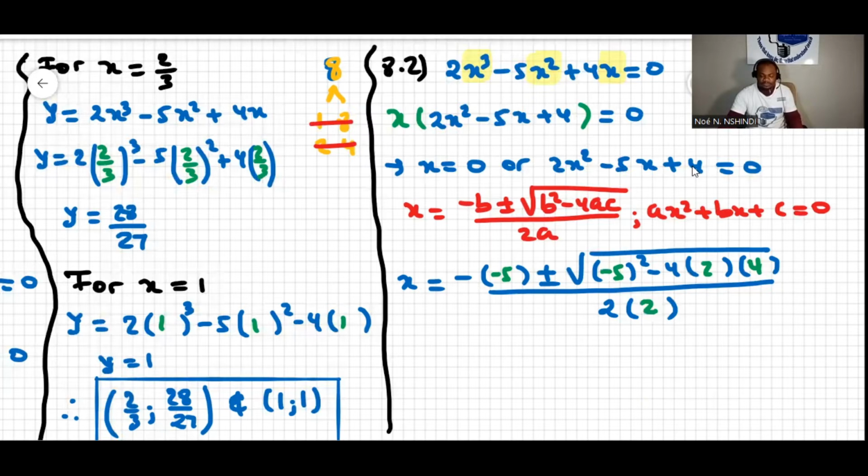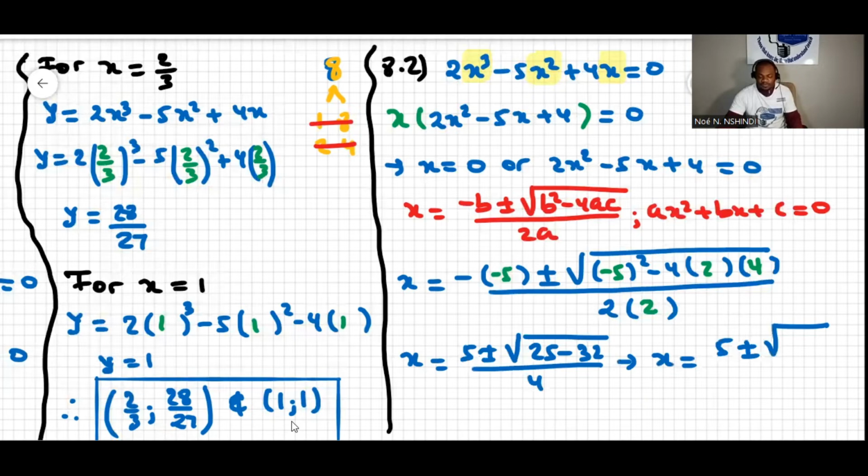A is 2. Now this will be equal to x equals -5, which makes positive 5, plus minus the square root of 25 minus 4 times 2, which is 8, and 8 times 4 is 32, over 4 here. So this implies that x is equal to 5 plus minus the square root of 25 minus 32, which is -7, over 4. Now, can we work out the root of -7 here?